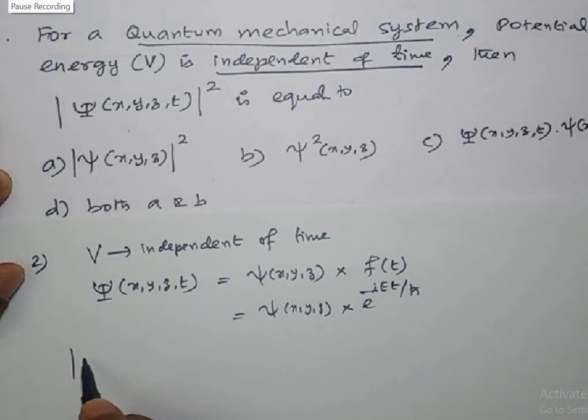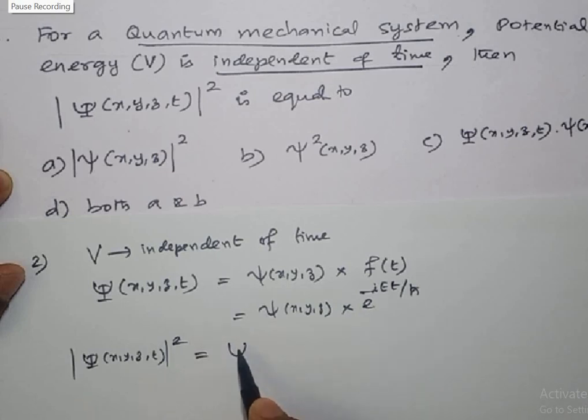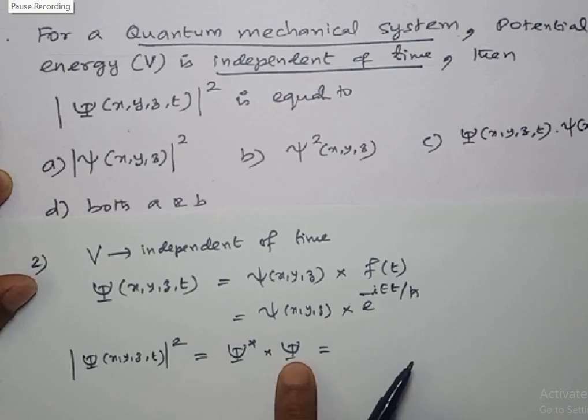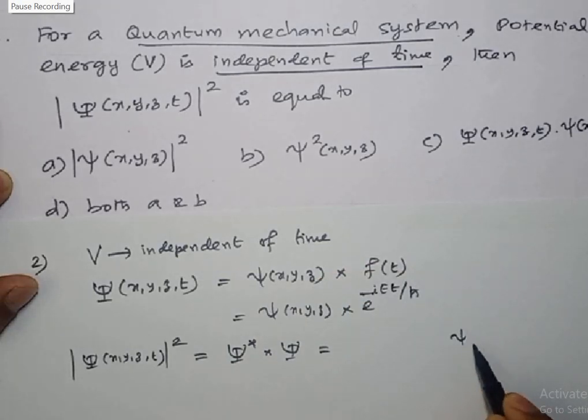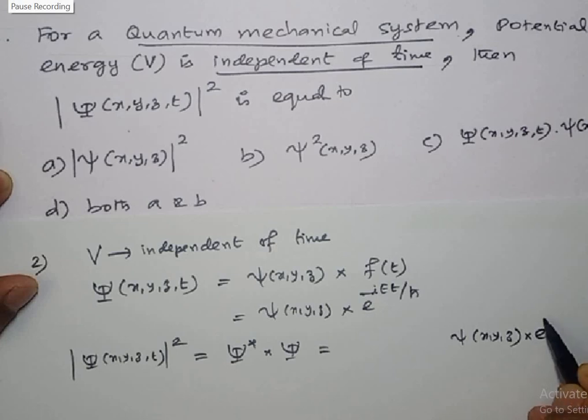Psi x comma y comma z comma t, the square modulus of the wave function, can also be written as psi star into psi. It's nothing but psi star psi. What is psi? This is psi. So I'll write this once: psi x comma y comma z into e power minus i E t by h cross.